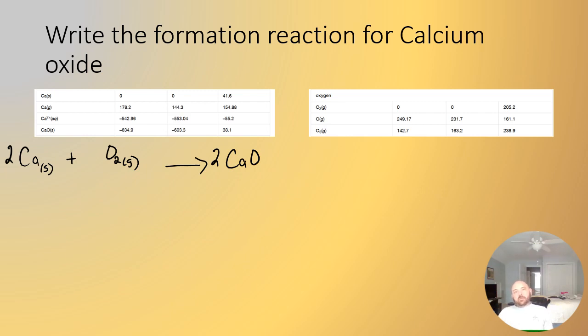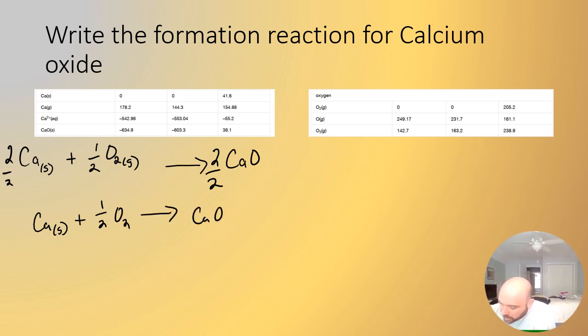However, if I remember, thermochemical data likes to show just 1 mole of product. So I need to figure out a number that I can divide everything by to get 1 mole of product. When I divide everything in that equation by 2, I will have 1 mole of calcium solid plus a half a mole of oxygen gas yields 1 mole of calcium oxide solid, and that would be the formation reaction for calcium oxide.